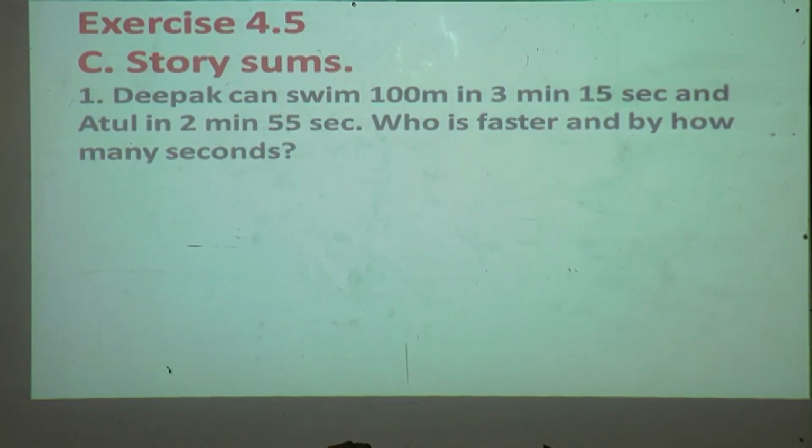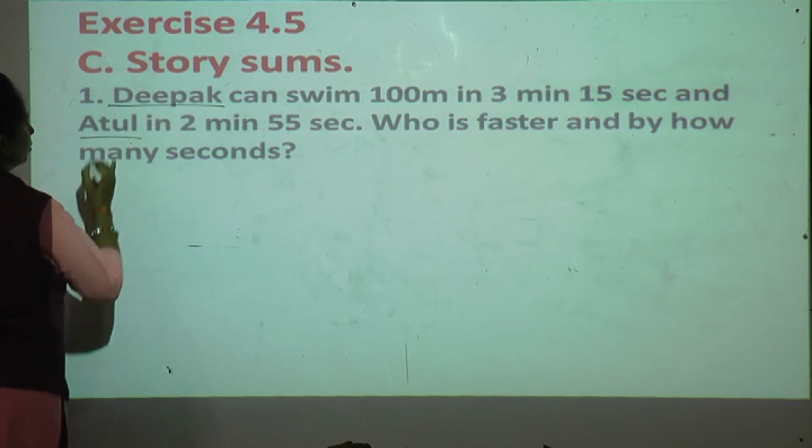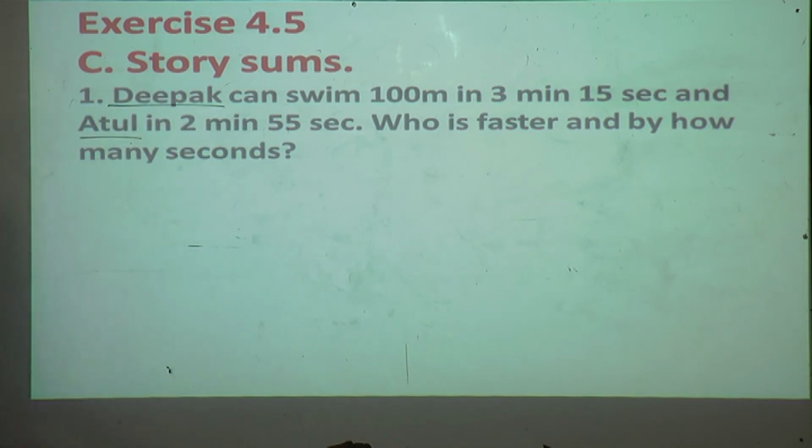See the first question. Deepak can swim 100 meter in 3 minutes and 15 seconds and Atul in 2 minutes 55 seconds. So who is faster and by how many seconds? See, two boys are there, Deepak and Atul. What they are doing? They are talking about their swimming.